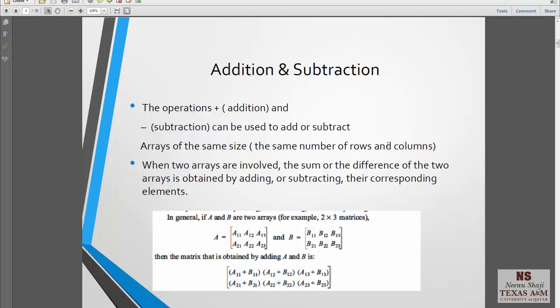The first operation is the addition. As you can see here, you have two matrices A and B. They're of size 2 by 3 each, so we can add them. The adding happens when the elements in the respective positions are added up. Similarly, for subtraction as well.